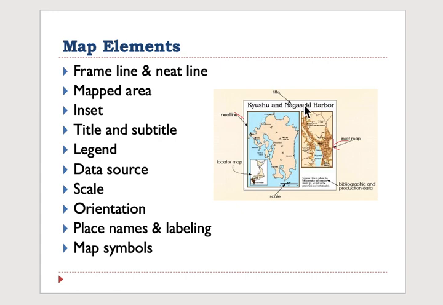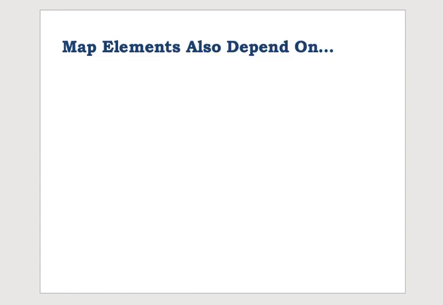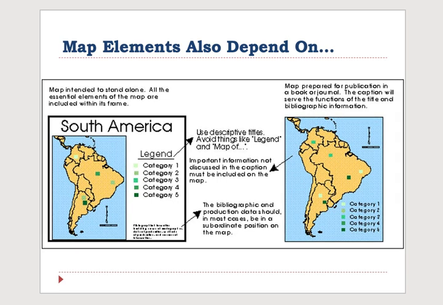And then we have our title and subtitle, our legend, and the data source, scale, orientation, place names and labeling, and map symbols. Map elements also depend on the placement. Again, use descriptive titles and avoid things like "legend" and "map of." So here's what I was talking about: you want to remove "legend" and be more descriptive.